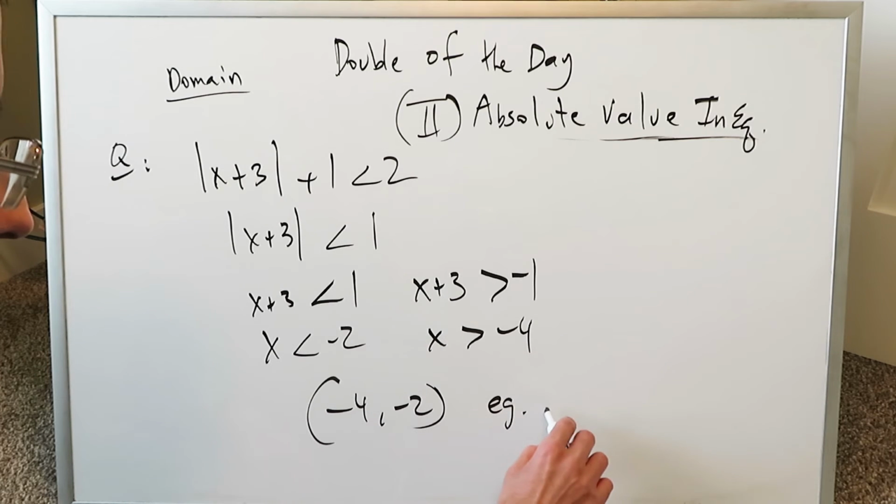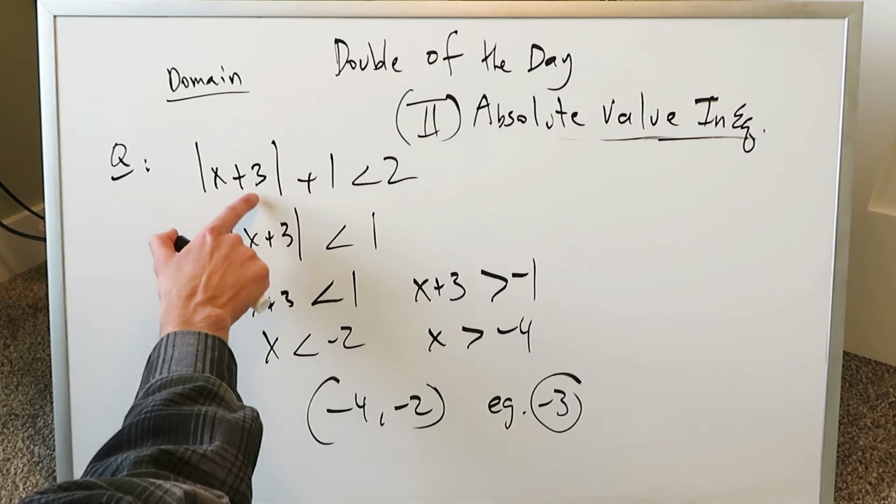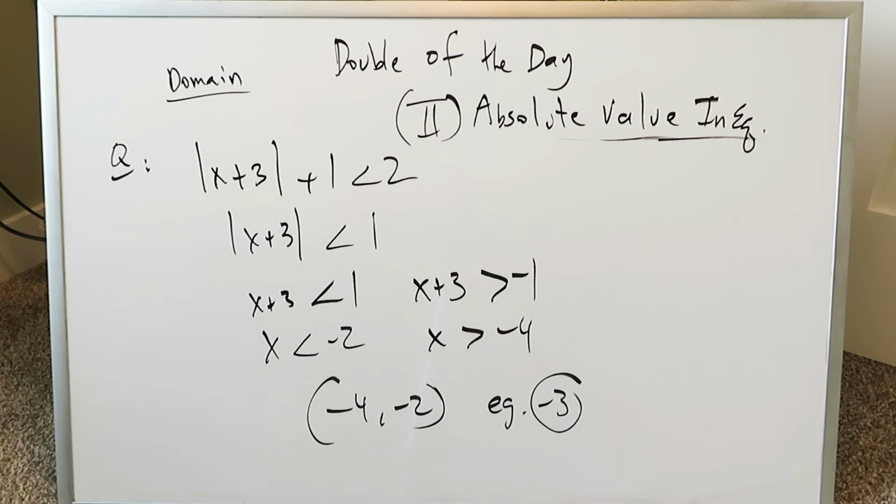An example of a good value would be minus 3. If you put minus 3 over here, it will very well satisfy this. Minus 3 plus 3 is a 0. 0 plus 1 is a 1. 1 is less than 2, and indeed that's true. This right here is your final answer.